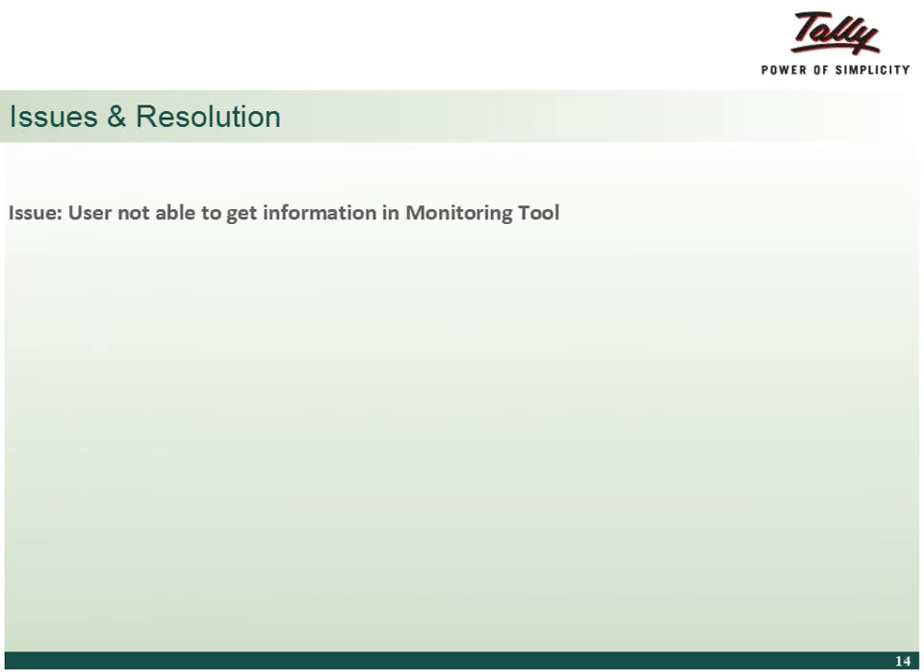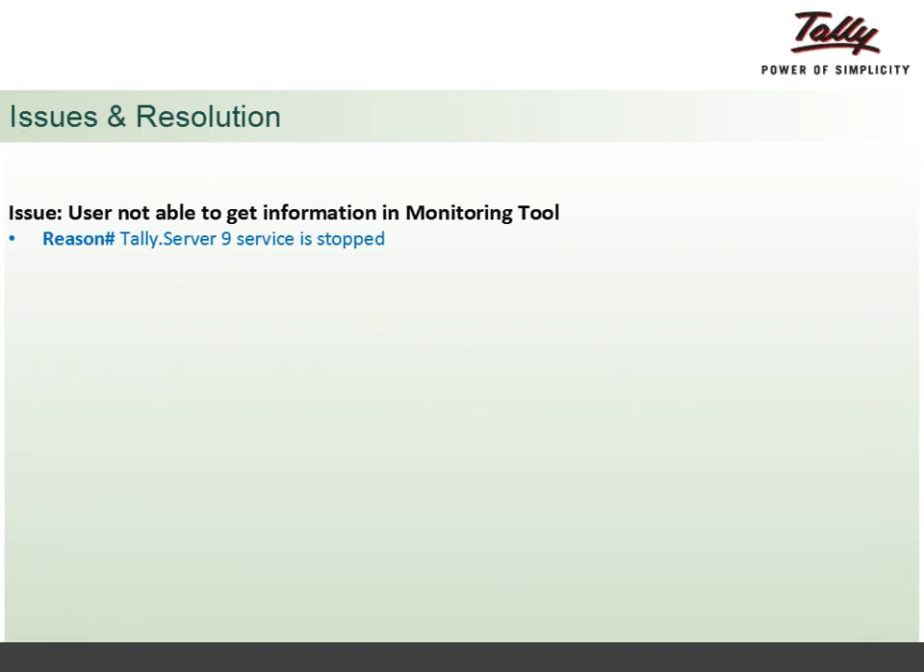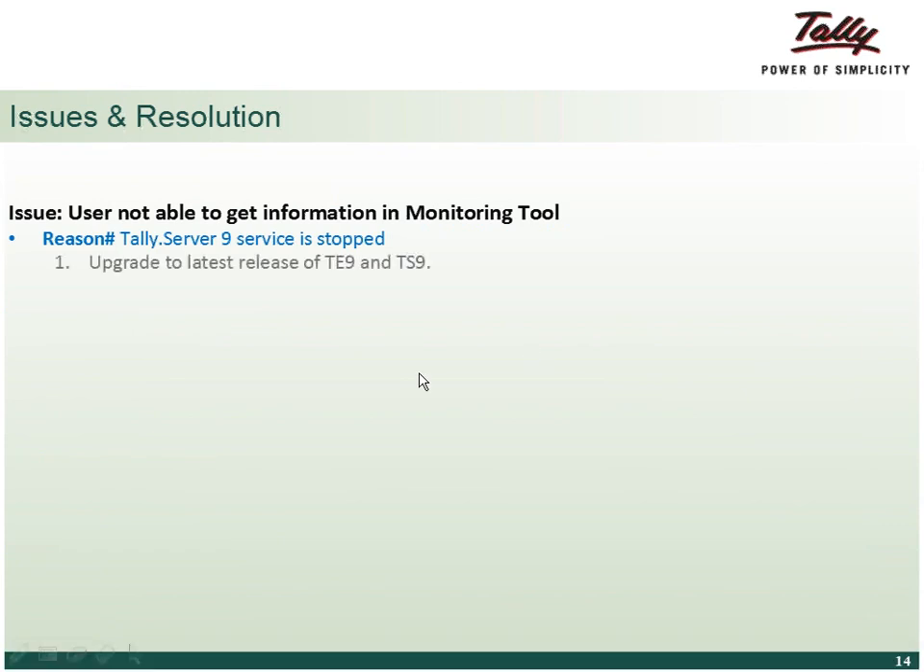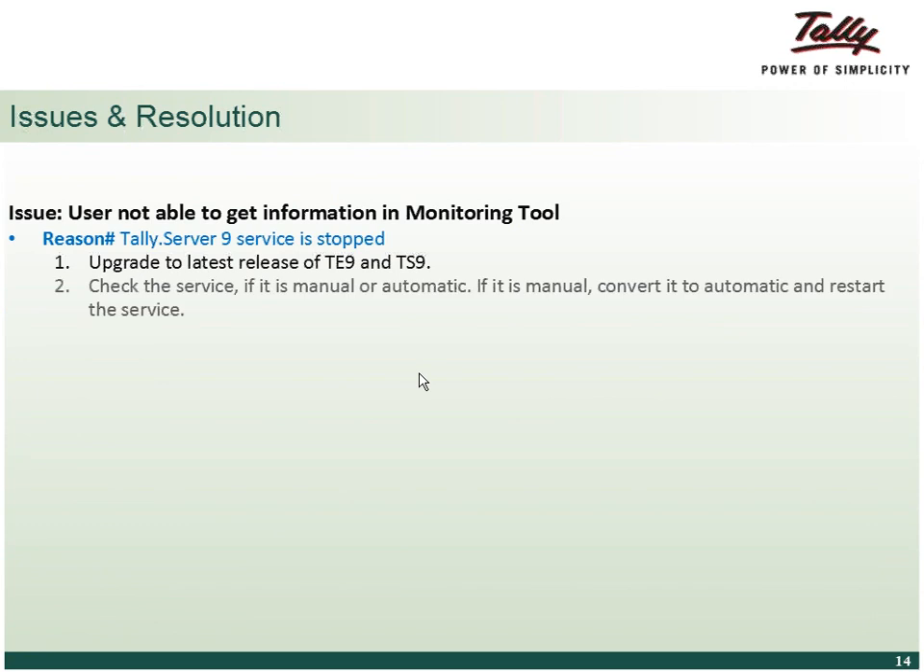The next issue you may come across is users are not able to get the information on the monitoring tool. The reason for this particular issue is that the Tally Server 9 service might be stopped. So first of all, you need to check whether the Tally Server 9 service is started or not. If it is stopped, we request you to upgrade to the latest release of Tally ERP9 and Tally Server 9 and check. After upgradation, check the service status. If it is manual, convert it to automatic and restart the service once, and check whether you are able to get the information on the monitor tool about the user activities.